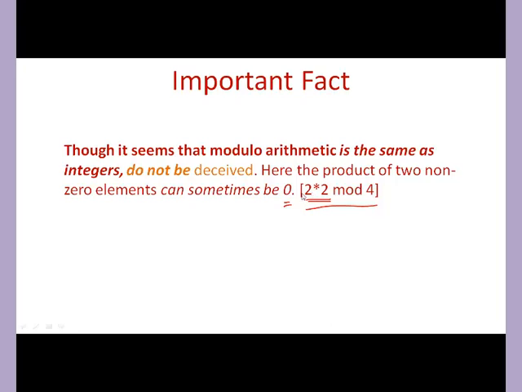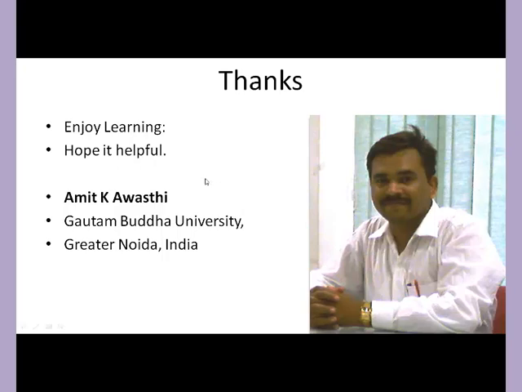For example, it may be 2 into 2, or 1 into 4. In this case, the product of A and B is equal to 0, with neither A nor B being 0. So this is an important fact we should keep in mind. Now, thanks.